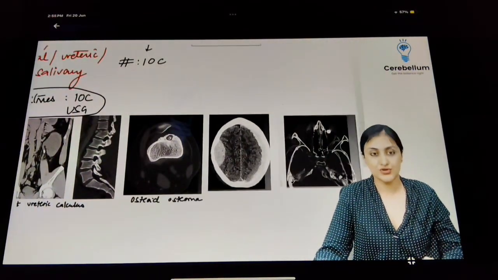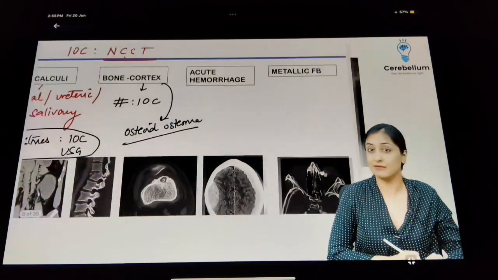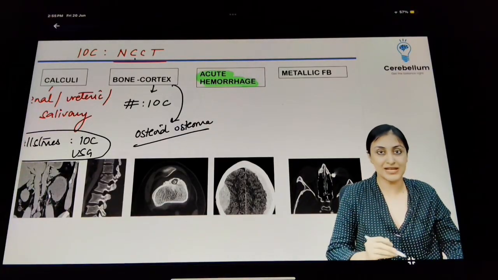So we'll talk about all of that. But osteoid osteoma is the only cortical-based lesion where my investigation of choice is a CT. Everywhere else, it's going to be an MRI. Talking about acute hemorrhage now. We saw acute hemorrhage is white, it's hyperdense. I need not give contrast.